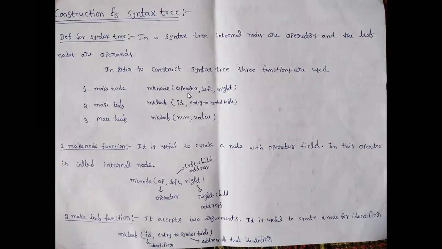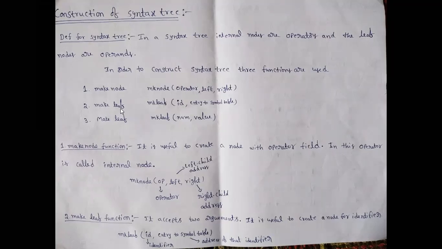OP, operator, left, comma, right. So we are using OP as the argument name, so that is the operator. And what is the left? We are assigning the address of the left child. Left means the address of the left child, and right means the address of the right child. So this is the make node function.